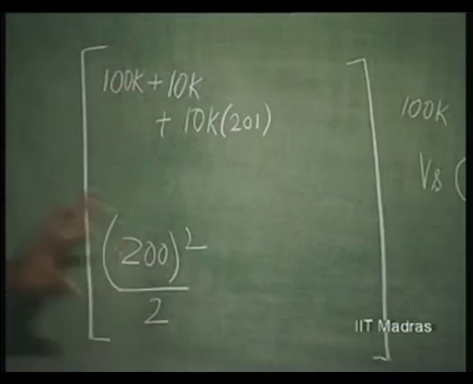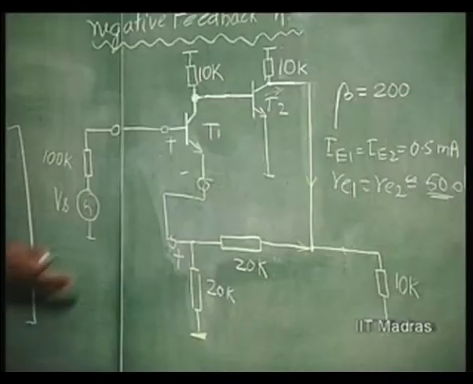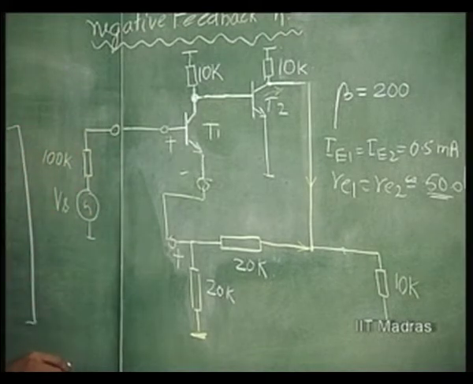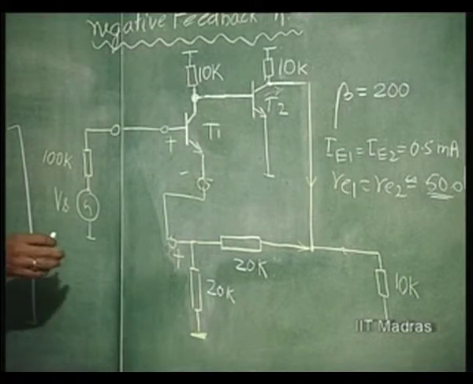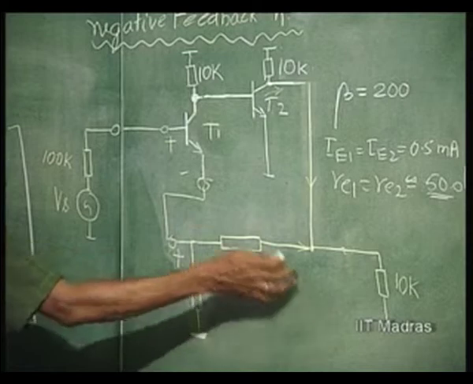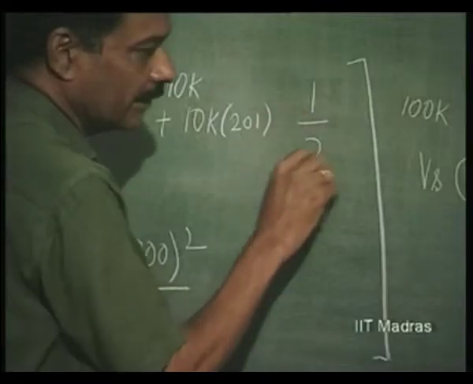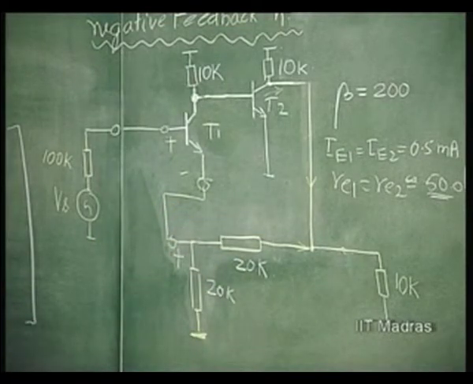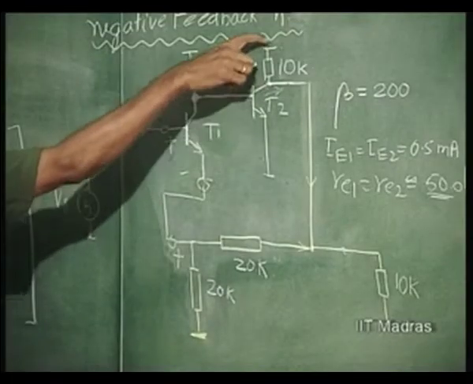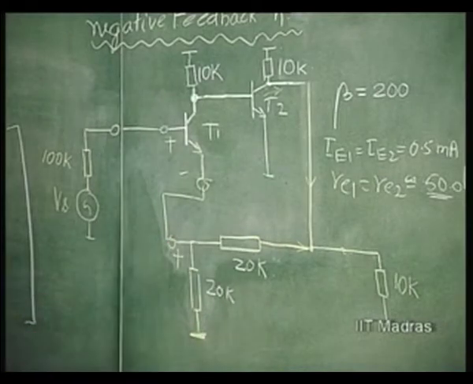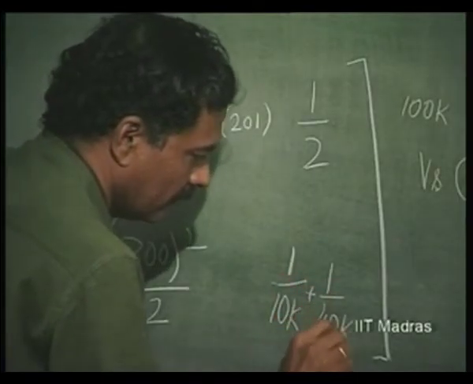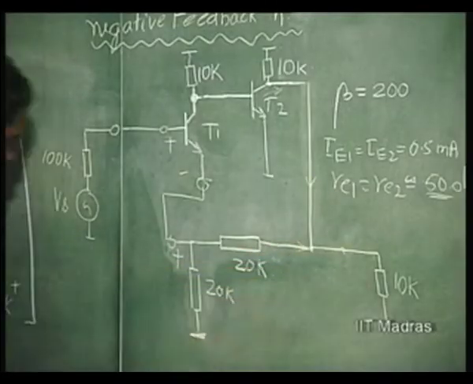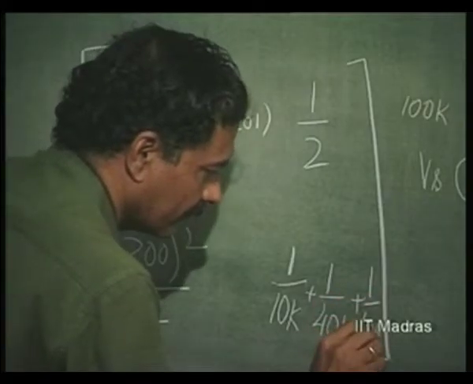So, these two parameters are easily evaluated. Then open circuit this, and find out the output parameters. When you open circuit and apply V naught here, the feedback factor is half, 20K by 20 plus 20K, which is half, and the impedance here is 1 over 10K, this shunted by 40K, plus of course this load resistance, which is 1 over 10K.